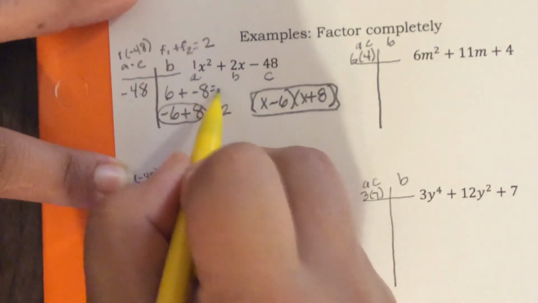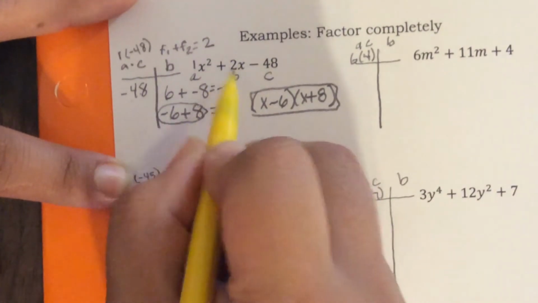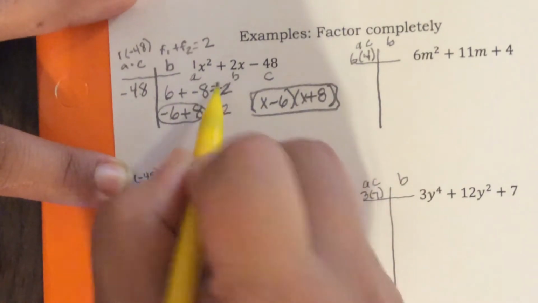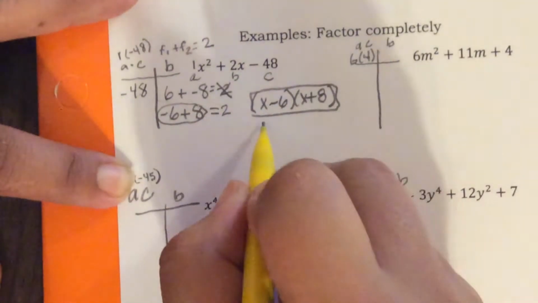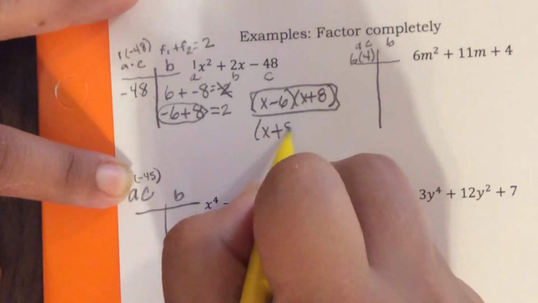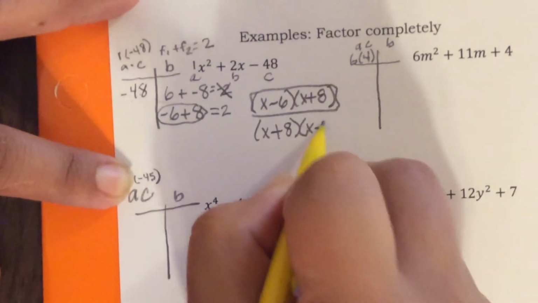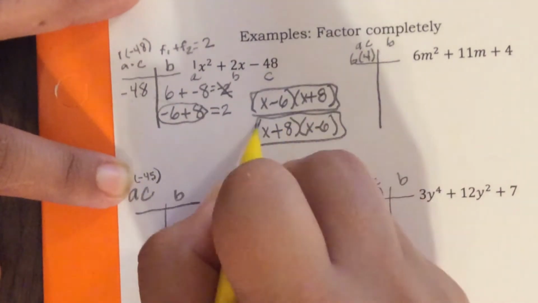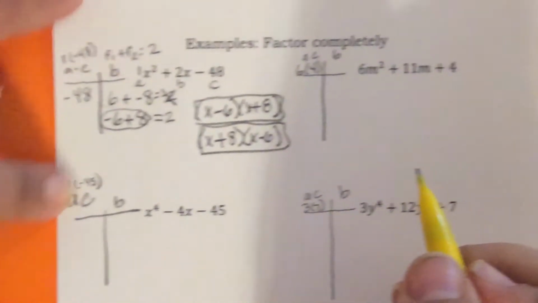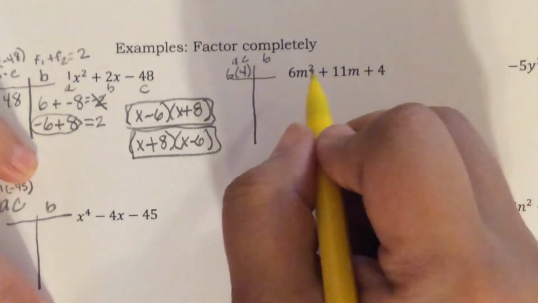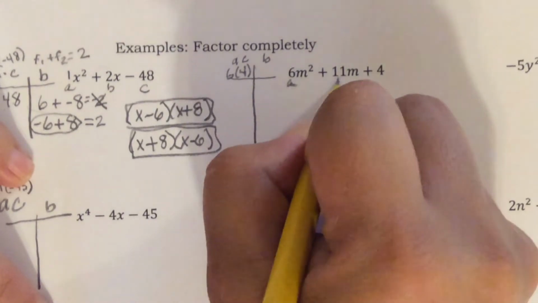Now this one gives me negative 2. If I would have had a negative 2 right there, then I would have used these two factors. But we don't want that one. We want a positive 2. The other way you can write it is x plus 8, x minus 6. That's the other way you can write it. Remember, multiplication is commutative.